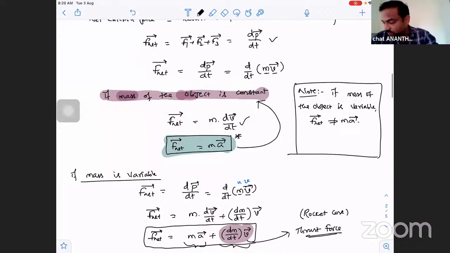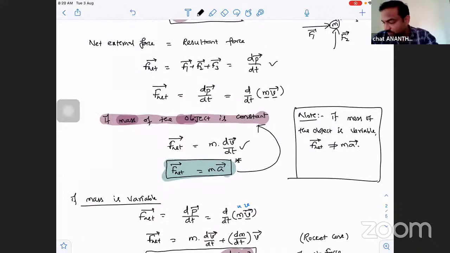F net is equal to dP bar by dt. That is the standard law. P bar means m into v bar. If any constant is there in the derivative, you can take the constant out of it. So m outside, then it's dv bar by dt, which is nothing but a bar. We know dv bar by dt is a bar. In kinematics, we wrote it more than 50 times.